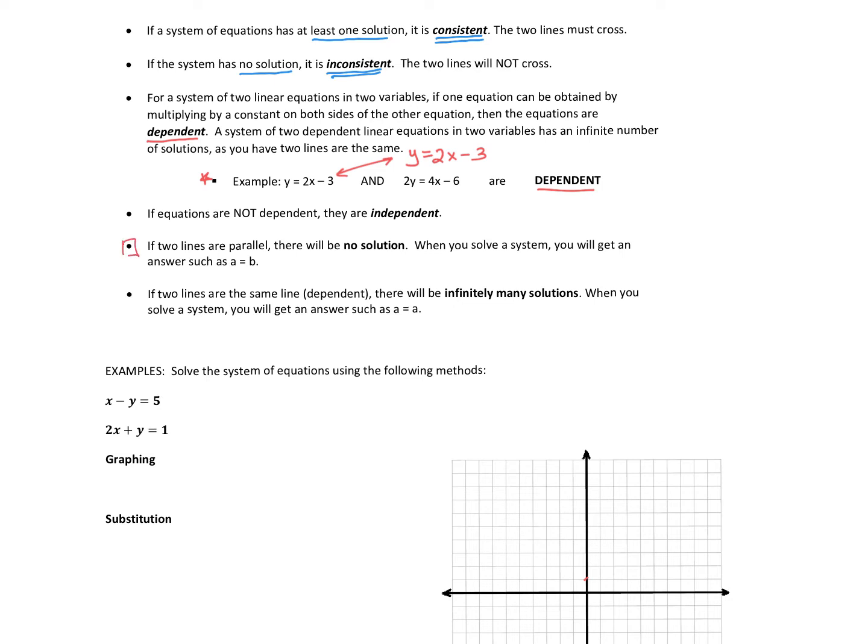Graphically, if two lines are parallel, in other words, they're not going to cross, they're going to have no solution. And so when you solve this, you're going to get an answer such as a equals b, so something that is not true. And if they have an infinite number of solutions, you're going to get something like an identity like a equals a, something that is true. So I've got a couple of examples. We're going to do all three of them, all three ways: graphing, using substitution, and elimination.